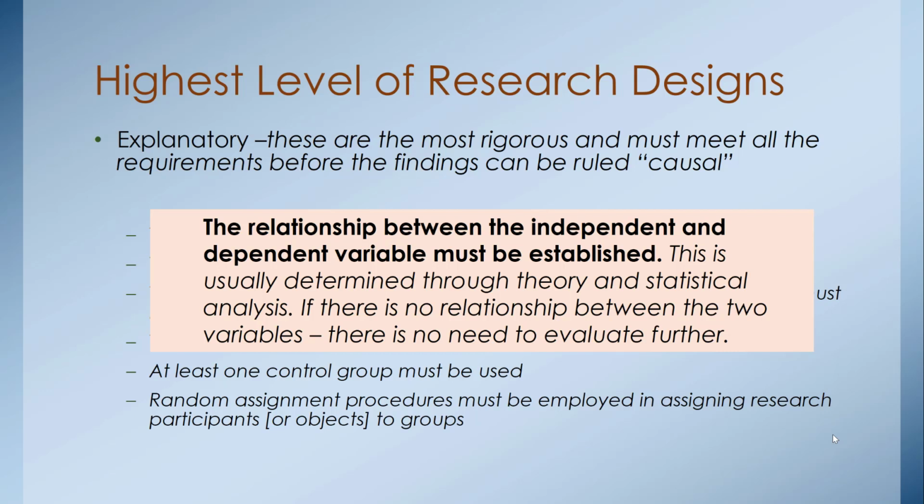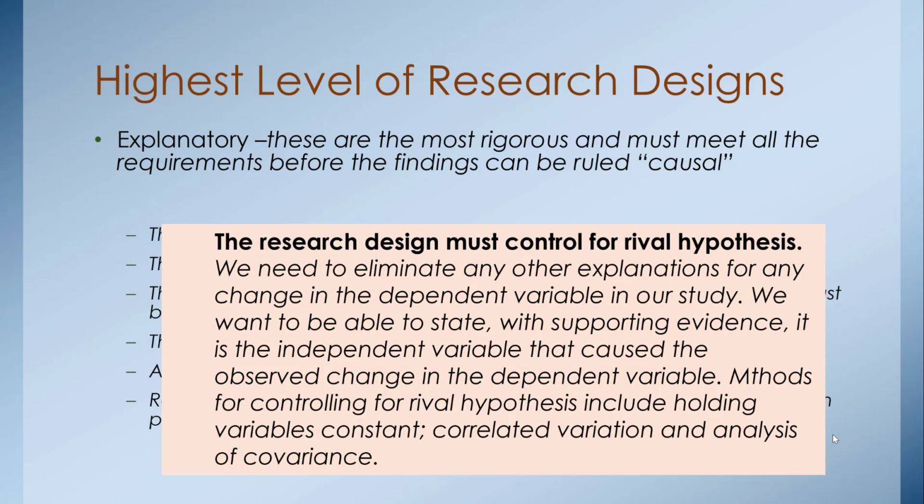We actually have to have a theoretical perspective to say that those two variables are going to be related, and then we will eventually do a statistical analysis to show that in our sample population they actually were related. And the one thing that we're really trying to do when we look at this explanatory level of research designs is we really want to control for rival hypotheses.